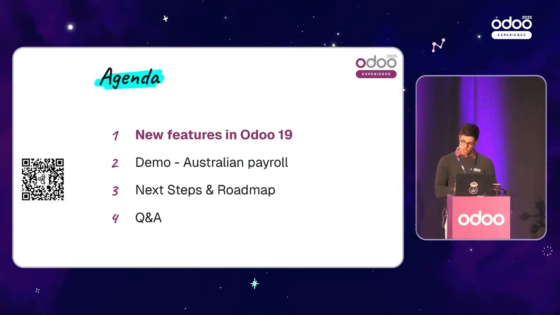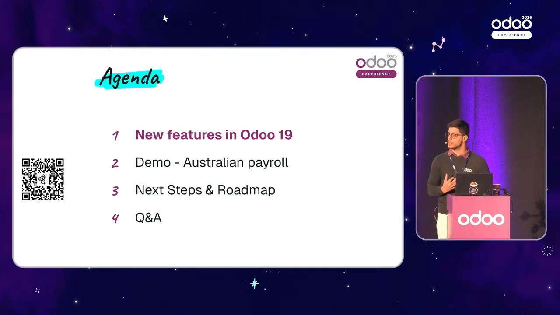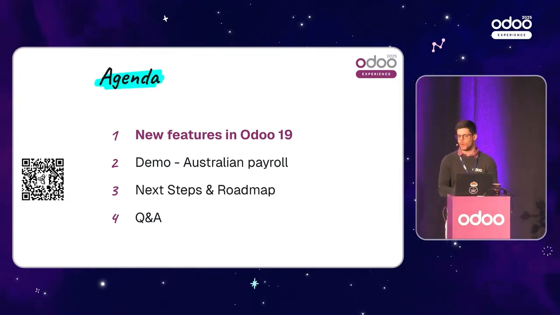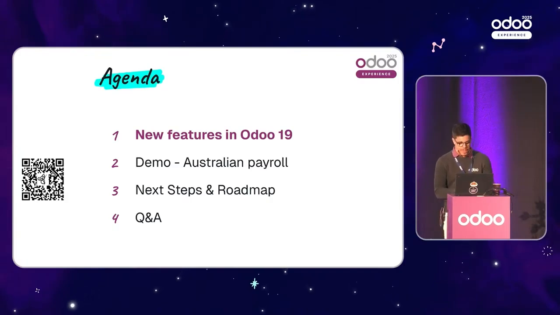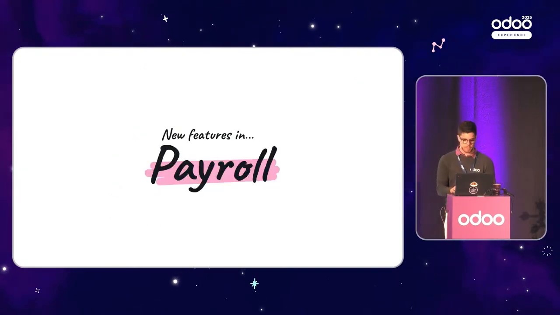All right, so we're going to start with the new features in Odoo 19. We're going to go across payroll, accounting, and point of sale before jumping onto a database, a little bit of practice there, so that I can introduce you to our brand new payroll module, or at least give you a little introduction. We also have next steps and roadmap, and we'll finish with the Q&A. All right, let's get started.